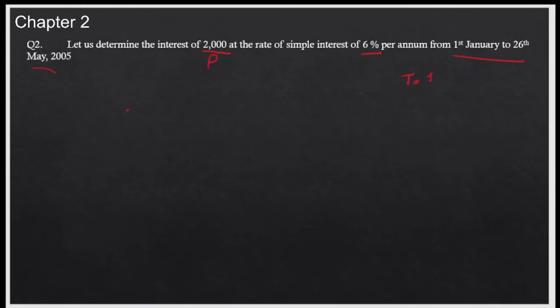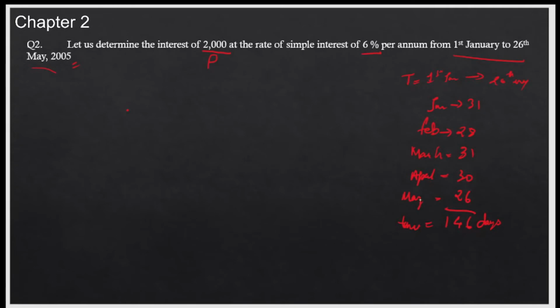Time period is from 1st Jan to 26th May. So in Jan we have 31 days. In February, since he is talking of 2005, this is not a leap year, so we have 28 days. March we have 31 days. April we have 30 days, and May we are given till 26 May, so 26. So time is 146 days.